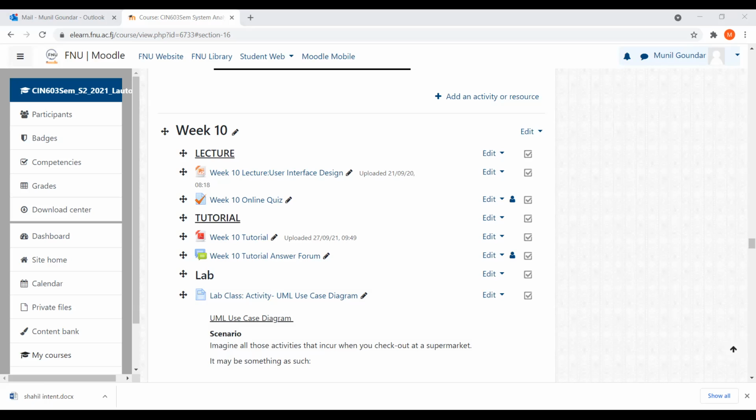Next question. Describe rules for successful interface design. Next question, discuss input and output technologies.